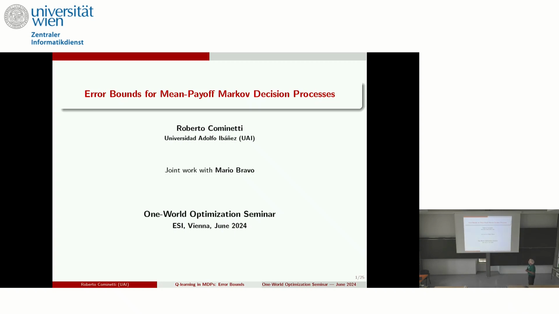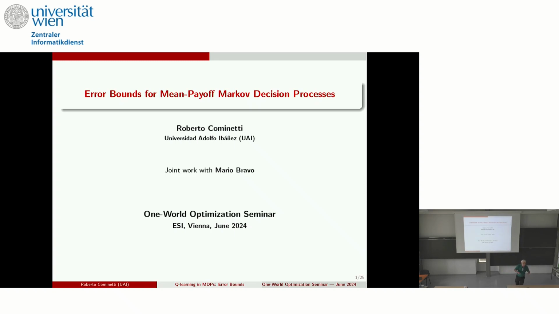And it's about error bounds for mean-payoff Markov decision processes. So the talk will consist of two parts. The first one is just a short introduction to mean-payoff Markov decision processes, just to set up the notation in case you're not familiar with that. And then I will focus on the techniques that allow to derive error bounds. And by this, I mean finite-time error bounds.